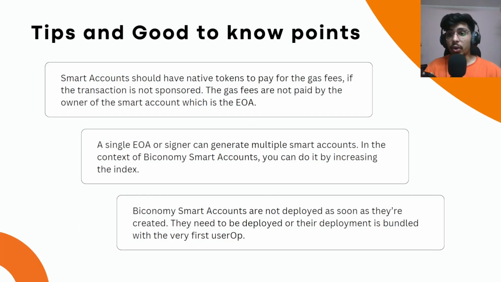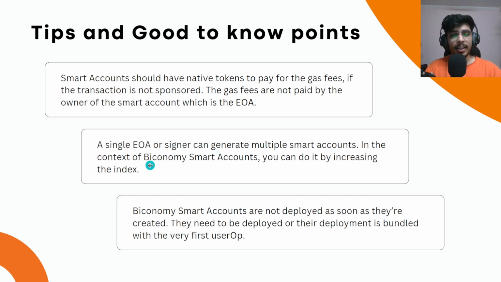Tips and good to know points. Okay, so smart accounts should have native tokens to pay for the gas fees if the transaction is not sponsored. Okay, the gas fees are not paid by the owner of the smart account, which is the EOA. So basically what it means is that if the transactions are not sponsored, the smart accounts do have to pay the gas fees for it. Okay, and you cannot depend on the EOA funds. Basically the smart account should have funds to pay for the gas fees.